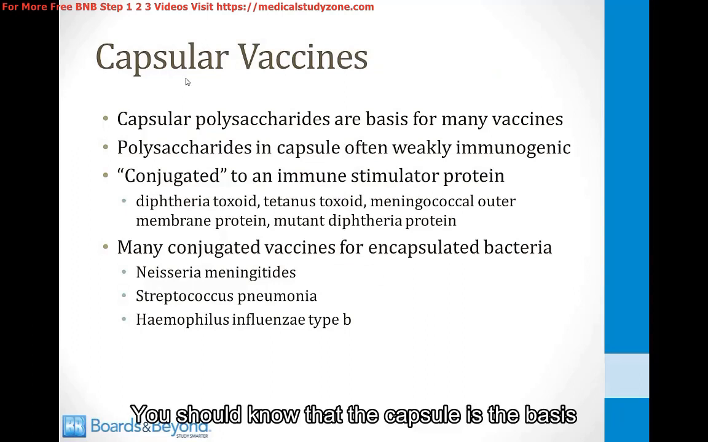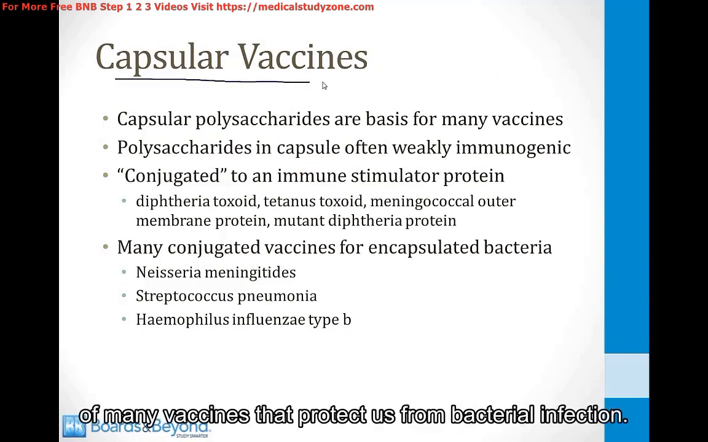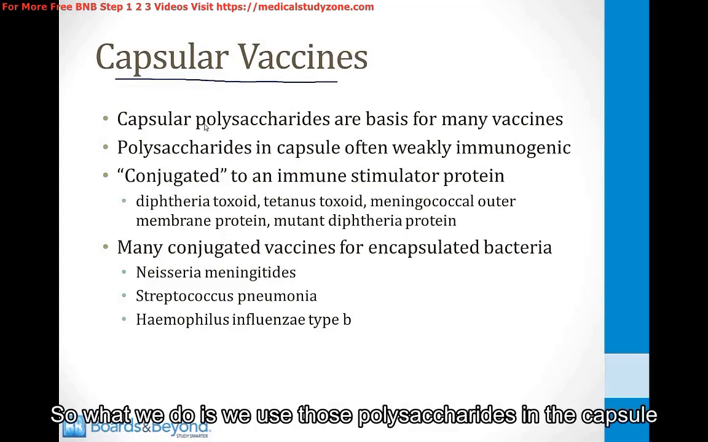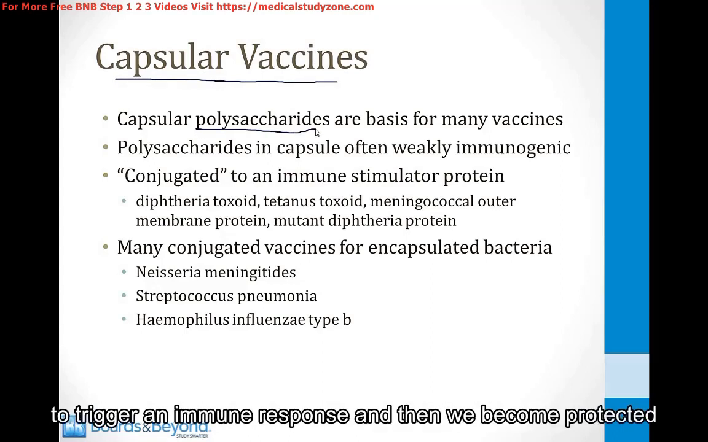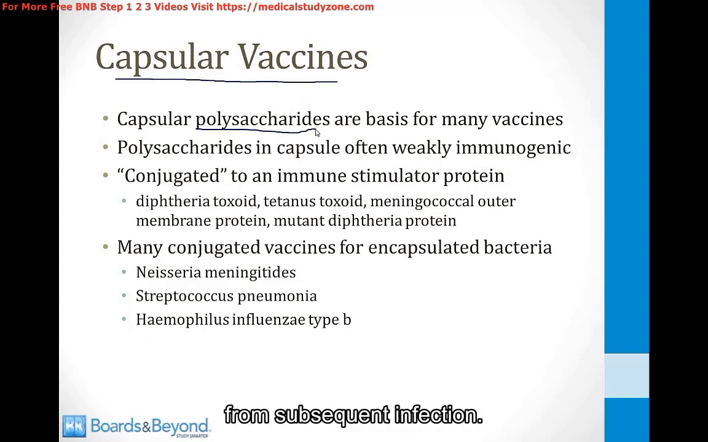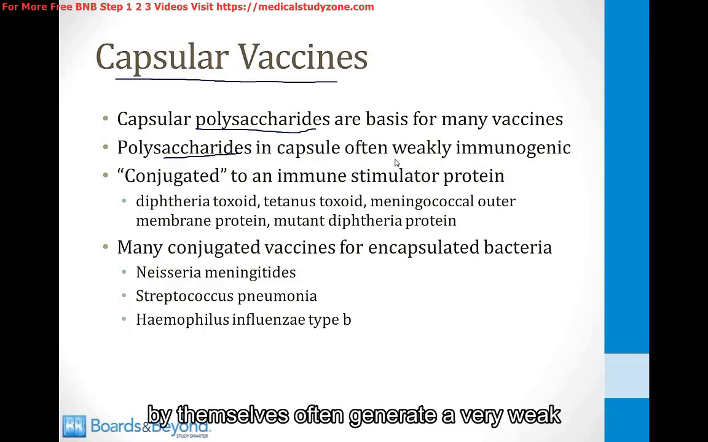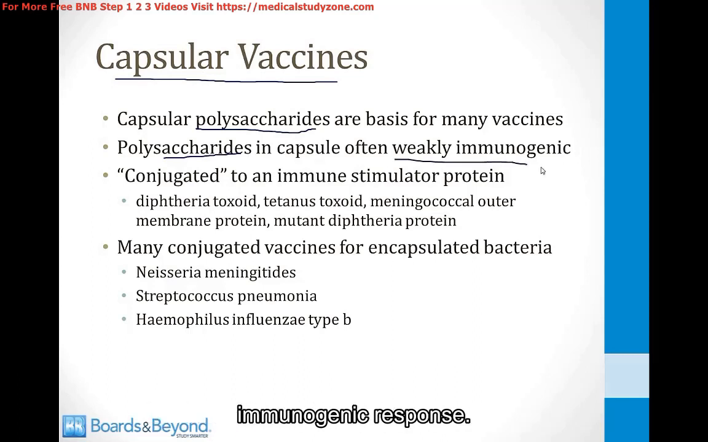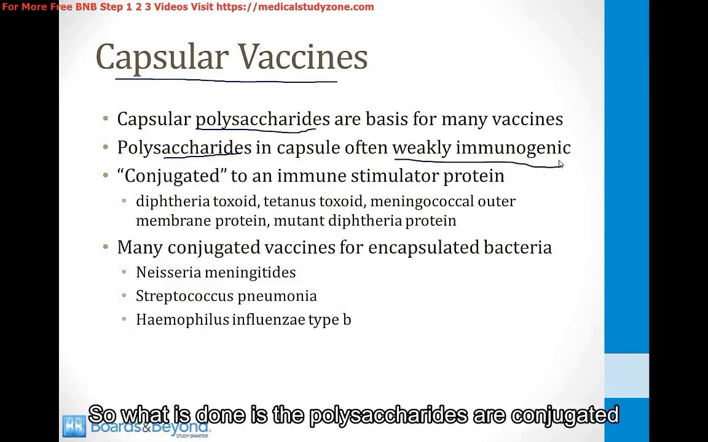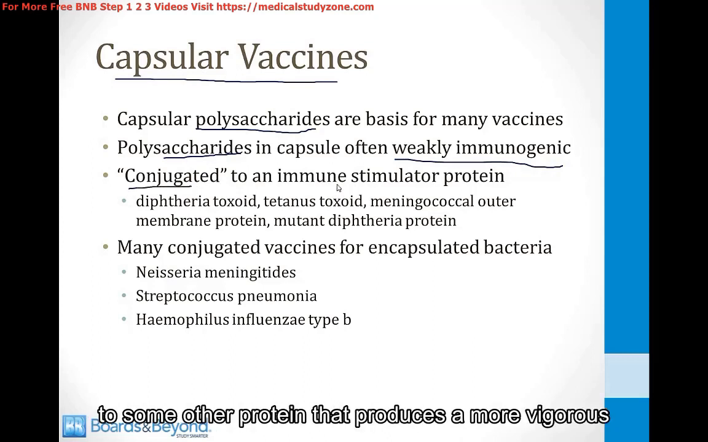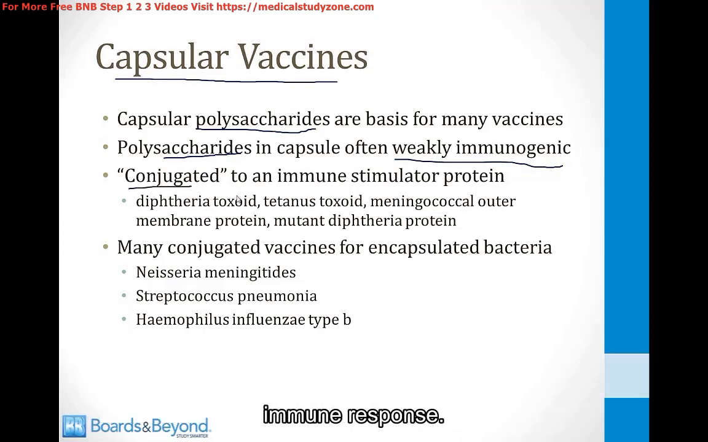You should know that the capsule is the basis of many vaccines that protect us from bacterial infection. So what we do is we use those polysaccharides in the capsule to trigger an immune response, and then we become protected from subsequent infection. Now, one problem with this is that the polysaccharides by themselves often generate a very weak immunologic response. So the polysaccharides are conjugated to some other protein that produces a more vigorous immune response.